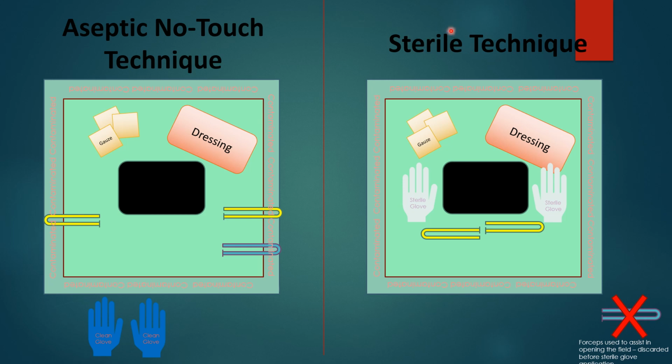Next, we have the sterile technique, where everything is on the inside of that dressing or that sterile field. So we have sterile gloves and the forceps, which lay inside the sterile field. Our sterile gloves we can use to touch our gauze, our dressings, and our dressing tray. We can touch those with our gloves. Whereas in aseptic no touch, we had to use our forceps to touch these. In sterile technique, we can use our hands as we have the sterile gloves on.